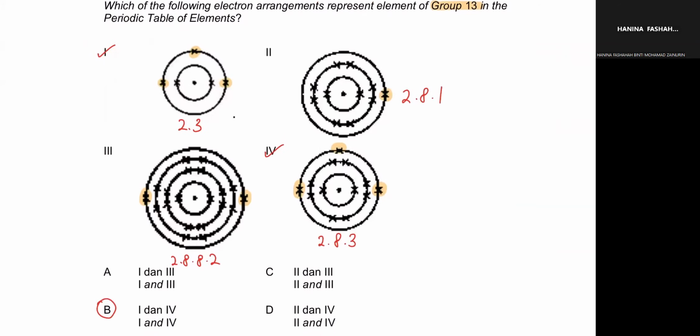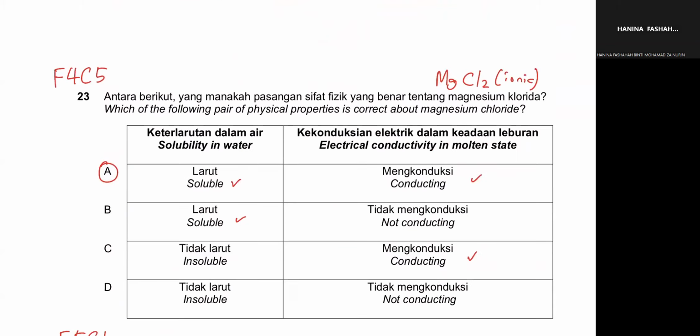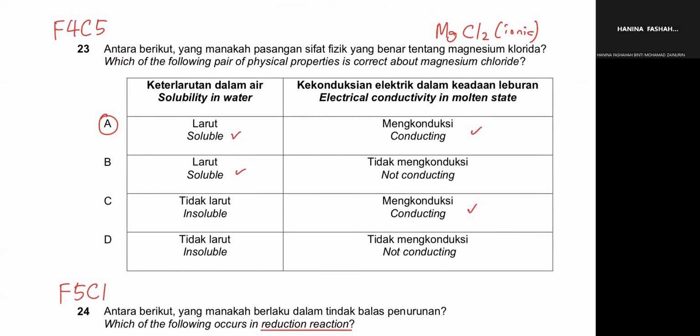Group 13, just look at group 13, means 3 valence electrons. Which one has 3 valence electrons? 1 and 4. Then question 23 is A. Ionic compound can dissolve in water and conduct electricity.